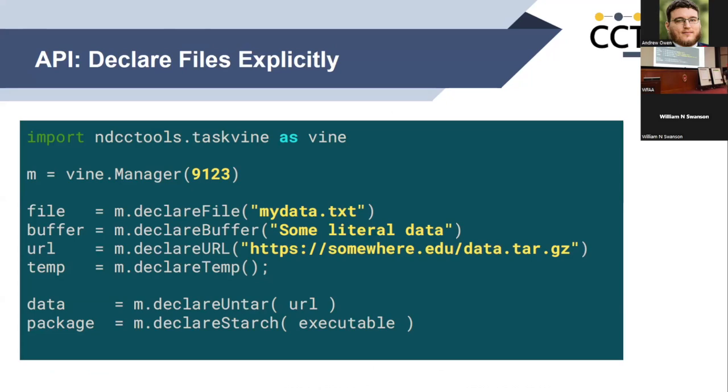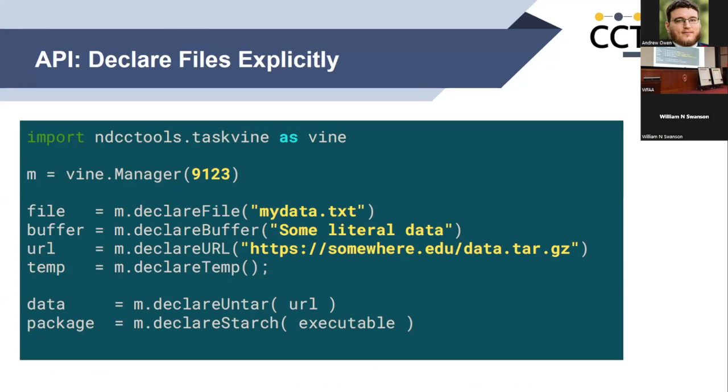To give you a sense of how this works, I'm not going to talk you through the whole API, but the idea is that in order to write a TaskVine program, first you declare your assets. If you have files that are inputs, you declare them as a file. If you have some literal data, you declare it as a buffer. If you have some external data, you declare it as a URL. If you have some temporary file that just needs to exist in the cluster between two tasks, you declare that.